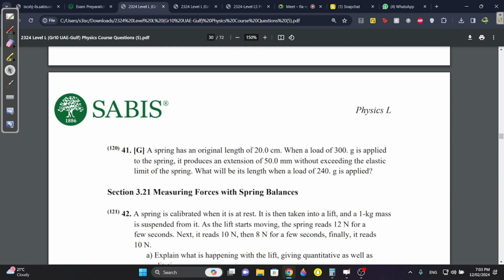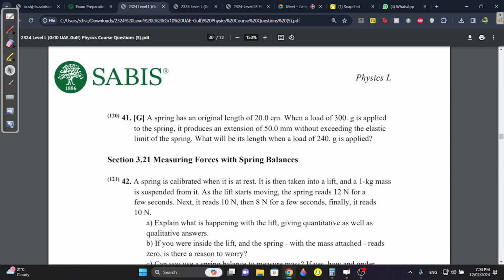Question 41. A spring has an original length of 20 centimeters. When a load of 300 grams is applied, it produces an extension of 50 millimeters without exceeding the elastic limit of the spring. What will the length be when a load of 240 grams is applied? Okay, the way I taught you guys, I showed you the same question in my recording because I told you it came in a previous AMS, and in the exam, the answer was 17.5. The same style of question. The answer was 17.5 centimeters.